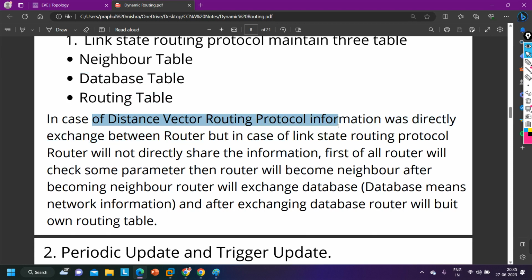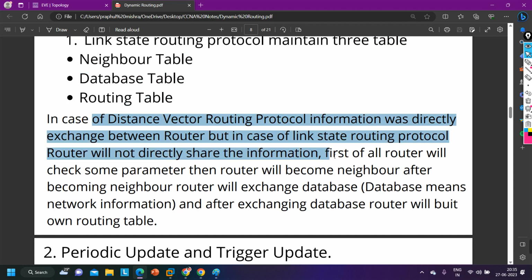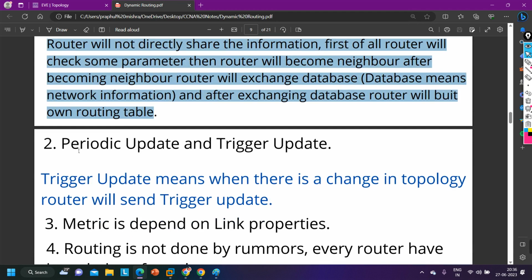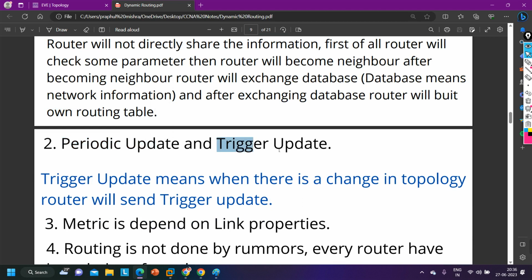In case of distance vector routing protocol, information was directly exchanged between routers, but in case of link state routing protocol, routers will not directly share the information. First of all, routers will check some parameters, then routers will become neighbors. After becoming neighbors, routers will exchange the database, meaning the network information, and after exchanging the database, routers will build the routing table. And here we have periodic update as well as trigger update. So link state routing protocol supports periodic update as well as trigger update.